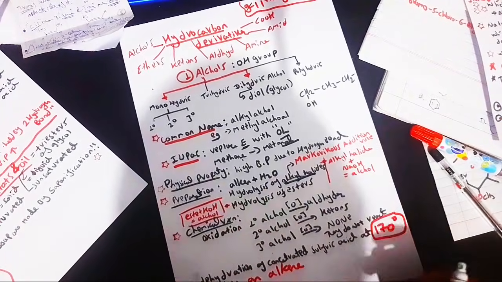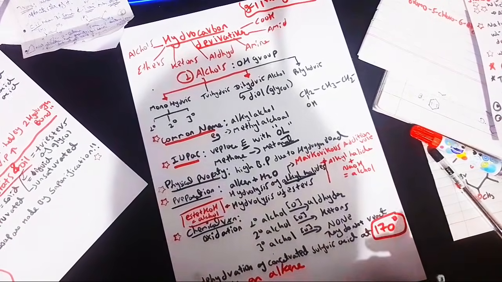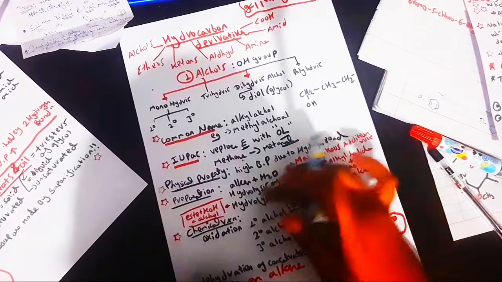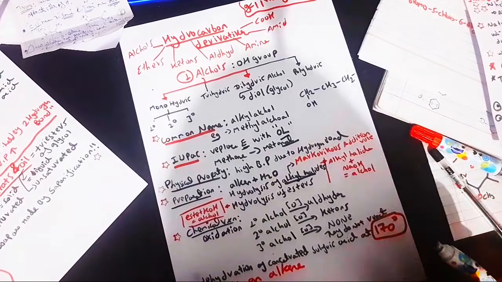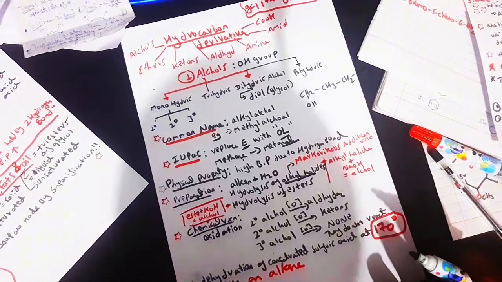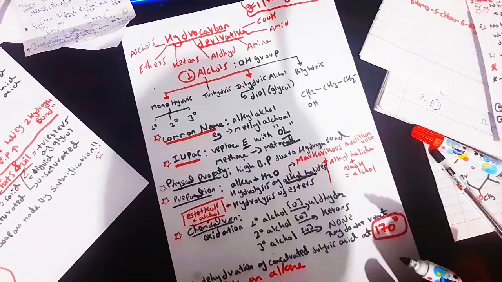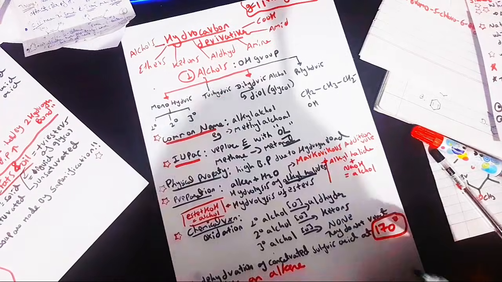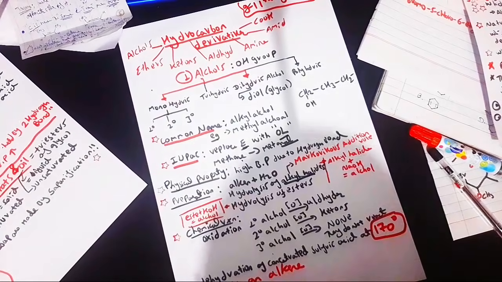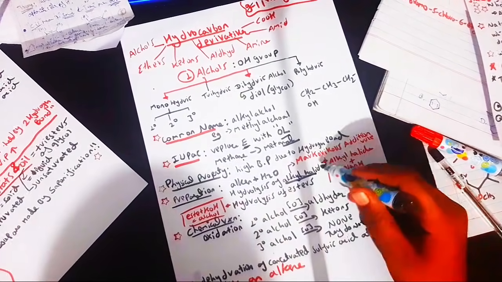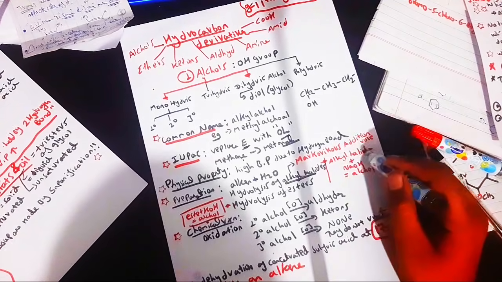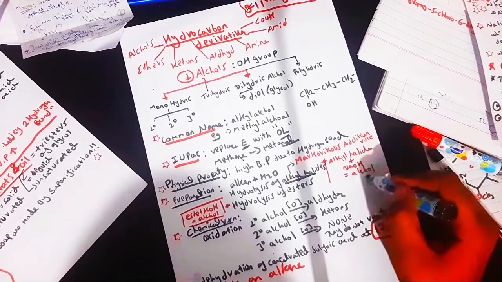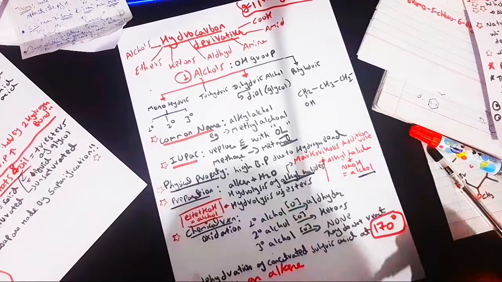The other preparation way is esterification, or rather hydrolysis of esters. If we hydrolyze the esters, we can get an alcohol. For example, ester plus potassium hydroxide gives us an alcohol. And alkyl halides plus sodium hydroxide also gives an alcohol. Let's move on to the chemical reactions.